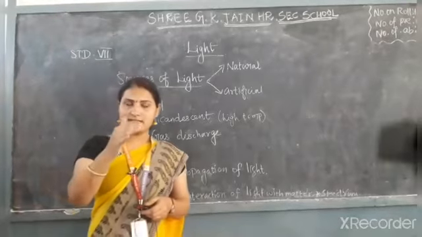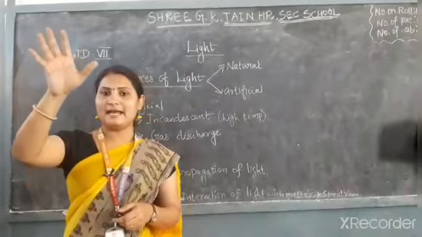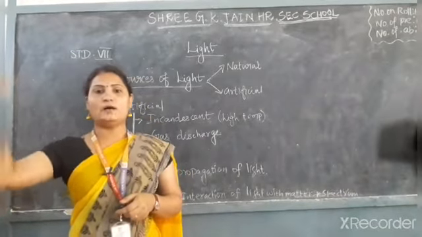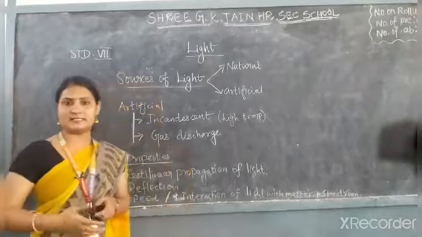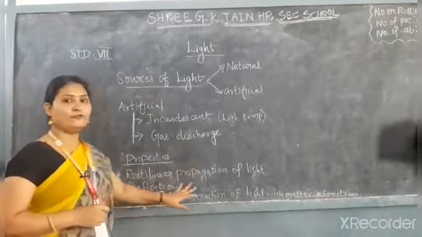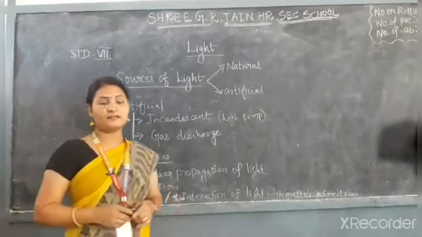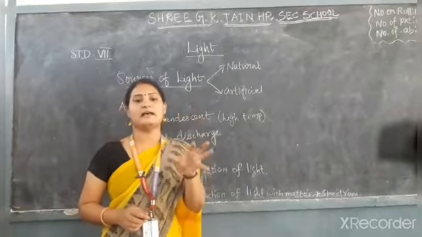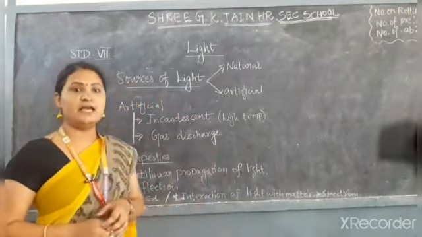So that is how we can see the things. When the light falls on a thing, the light will be reflected back to us by the thing. That is how we are able to see the things. So it has the property of reflection. And the third one is speed. The light travels at a high speed, so speed is also one of the properties of light.